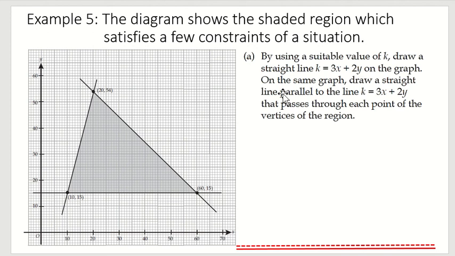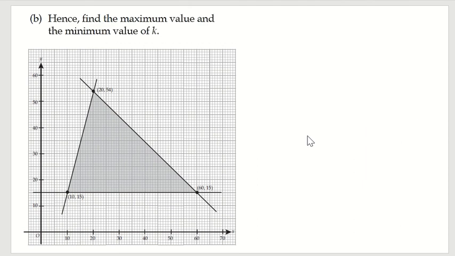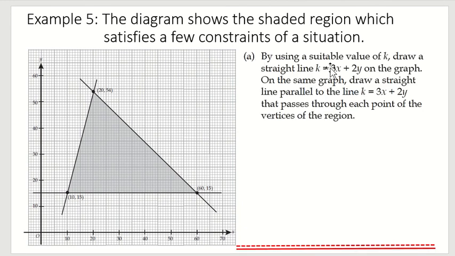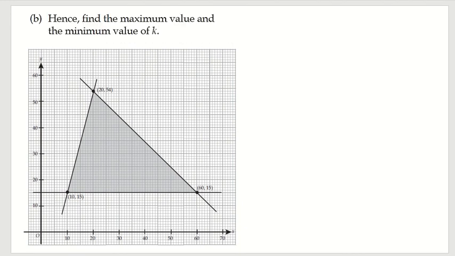Method 5. By using a suitable value of k, draw a straight line. Okay, you draw a straight line. k equal to 3x plus 2y. So like the method I showed you just now lah, you have a straight line, then you do it one by one, but I'm not going to use the first method, I will show you the second method. What is the value for the minimum? Okay, your k now is 3x plus 2y, then we go straightforward to the second method.